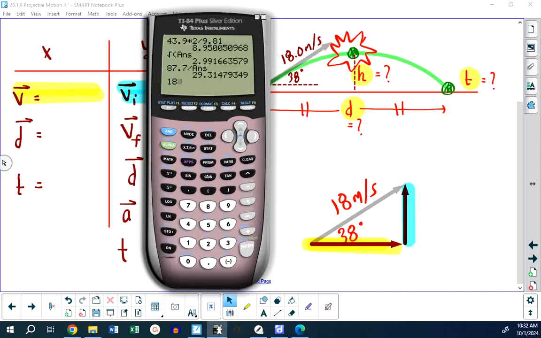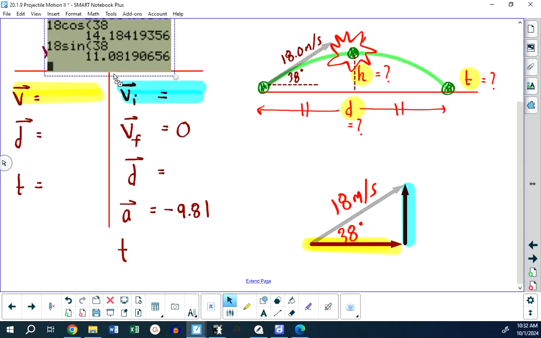What you need to do is calculate the horizontal and vertical components of that vector that's drawn in the bottom right of the screen. The adjacent side is associated with cosine, which will give us the horizontal component, and the vertical side is associated with sine, which will give us the vertical component of the velocity. So what I'm really doing is just solving that triangle in the bottom right. The horizontal component is 14.18 meters per second. The vertical component is 11.08 meters per second.